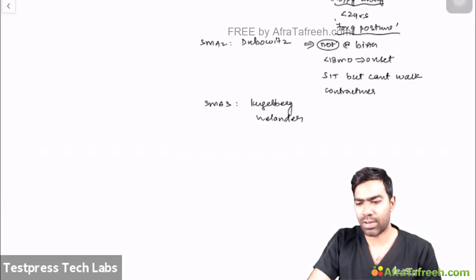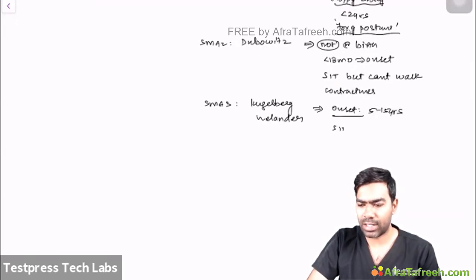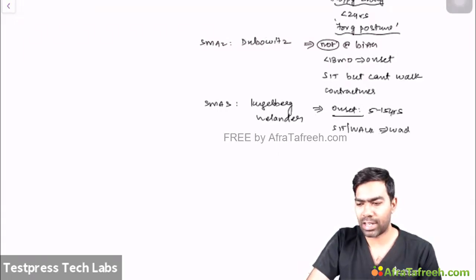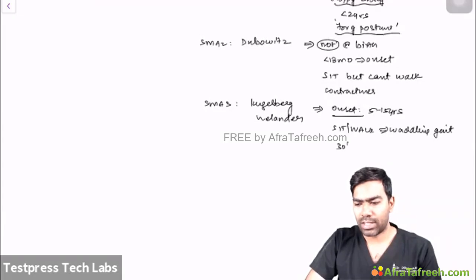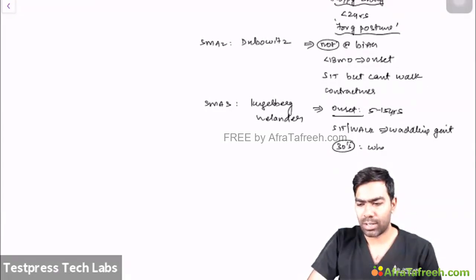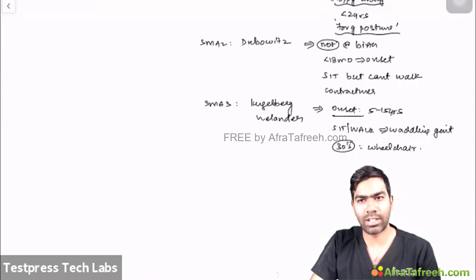Kugelberg-Wiellander. Dubowitz, then we have Kugelberg-Wiellander disease. Usual typical onset is around 5 to 15 years, which means a little older child. They can sit, they can walk, but walking will be abnormal with a waddling gait. That is because of the muscle weakness. Usually around their 30s, they'll go for a wheelchair. They'll be completely wheelchair bound. And after that, they will die around their 30s and 40s. So that is Kugelberg-Wiellander.